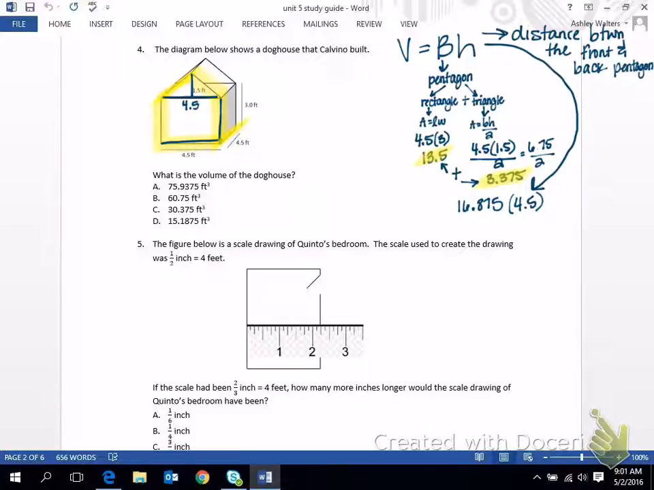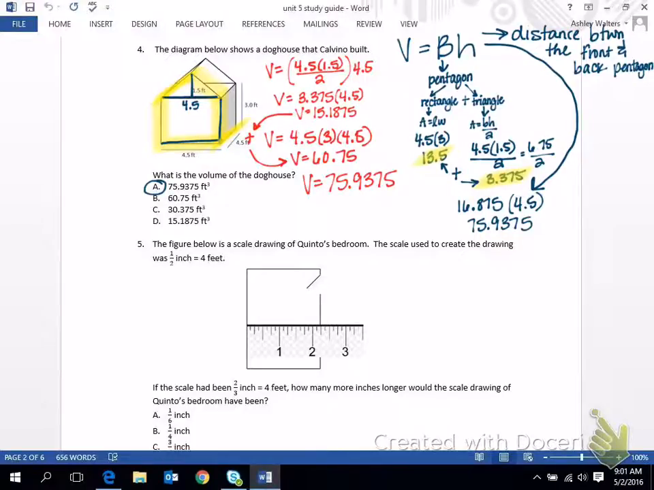So we will take 16.875 and multiply it by 4.5, which gives us 75.9375. Which is our answer in A. 75.9375 feet cubed, because we're talking about volume.